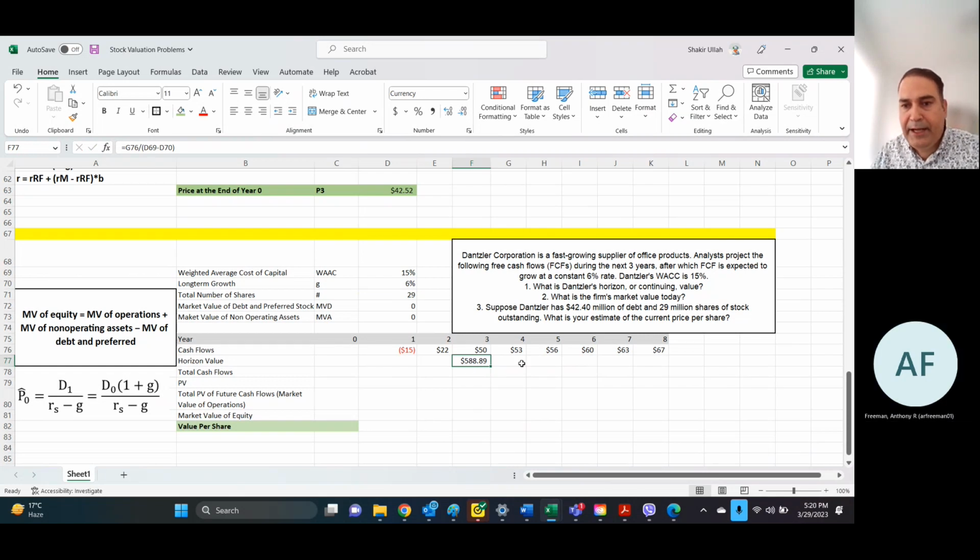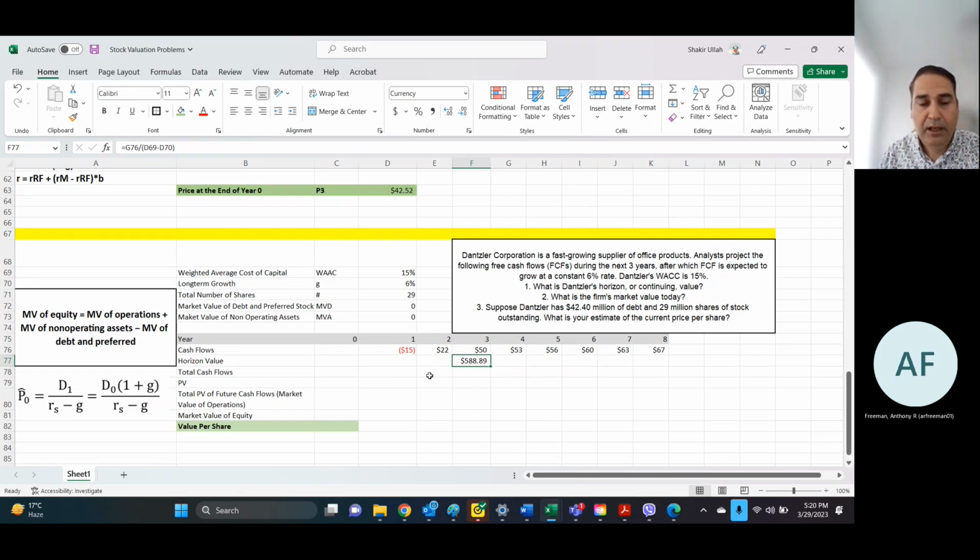Here it also gives you hints. Even though these numbers are in millions, just put that in millions because this is already in millions. So we will have to enter this as 588.89, and that's it. It will give you the correct answer.